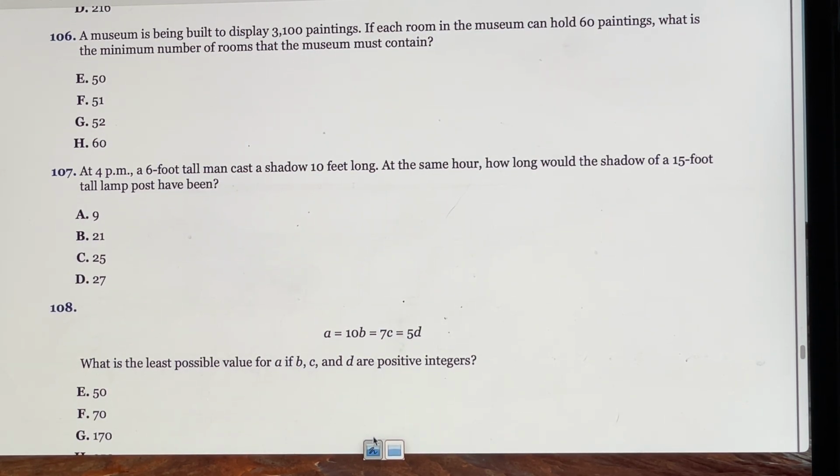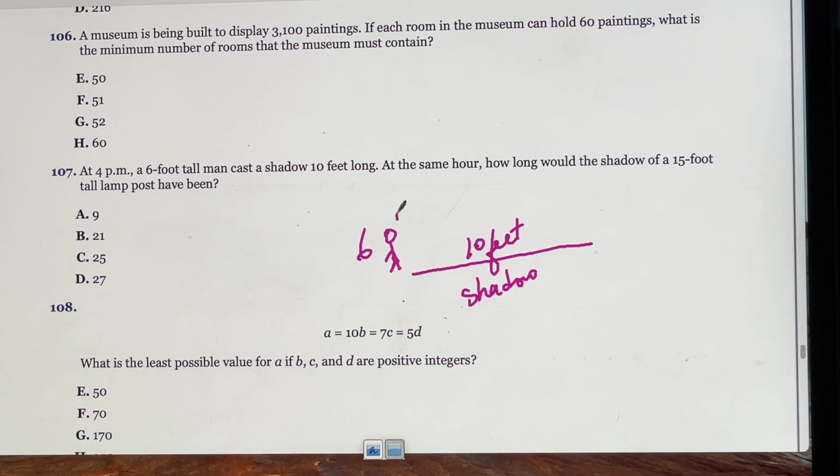Similar triangles, right? We have at 4 p.m. there's a guy who's 6 foot tall, and he has a shadow. It's 10 feet. How long would the shadow of a 15-foot tall lamp post be? So if you have a lamp post that's 15 foot, how long is the shadow?